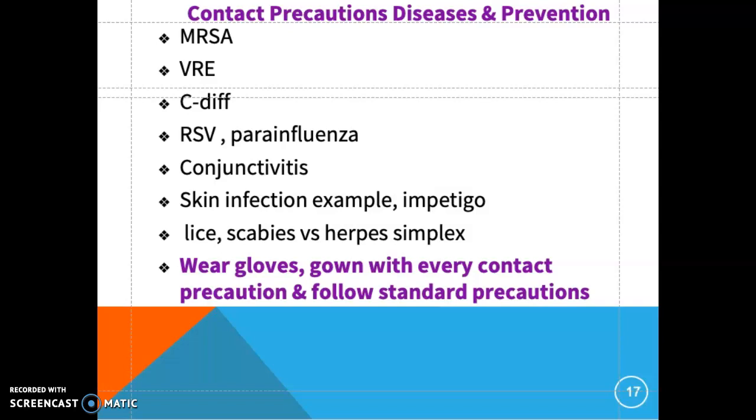Also, we have skin infections. Examples of skin infections are impetigo, lice, scabies versus herpes simplex. So for these diseases, we have to use contact precautions. It's important to understand what diseases fall under contact precautions and what PPE is required. So we have to wear gloves and a gown with every contact precaution, and follow standard precautions.